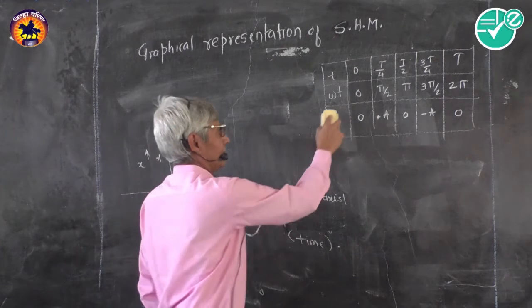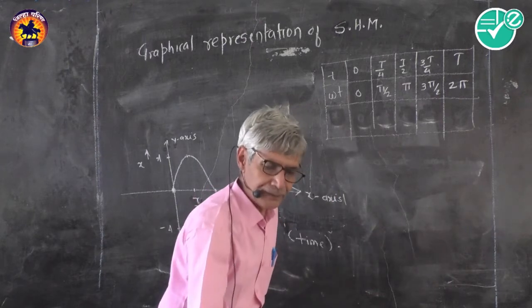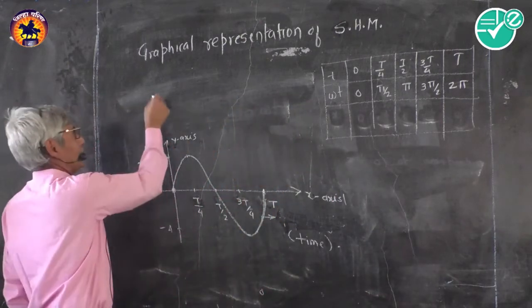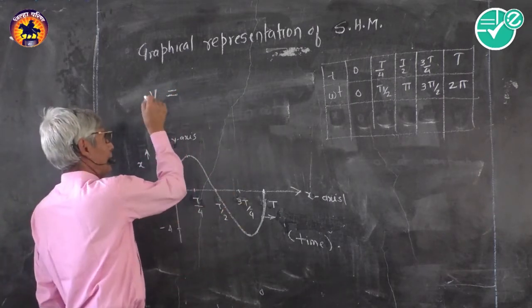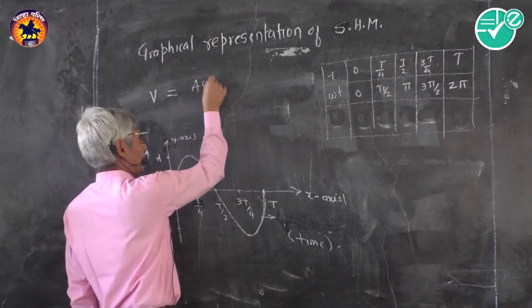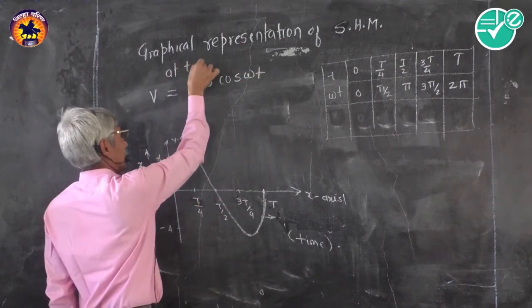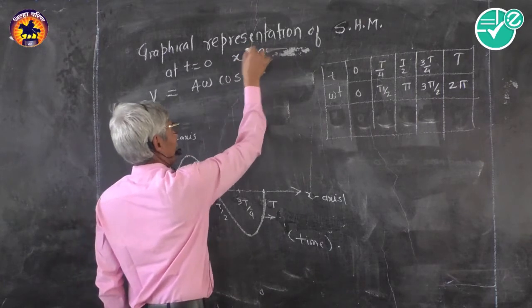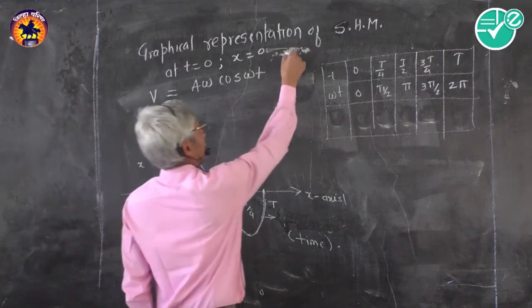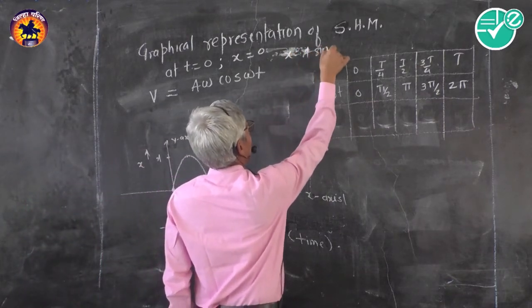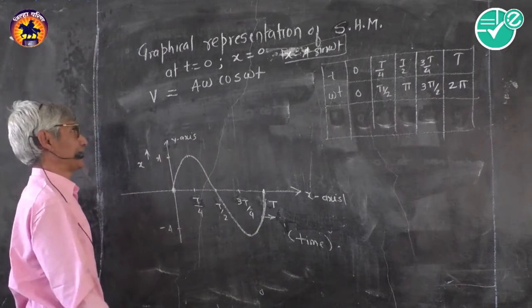The second curve which can be plotted represents the variation of the velocity with respect to time or phase angle. The equation for the velocity is v equal to a omega cos omega t when the particle starts its S.H.M from the mean position. At t is equal to 0, x is equal to 0. Then x is represented by a sin omega t, and differentiating this equation we can write v is equal to a omega cos omega t.